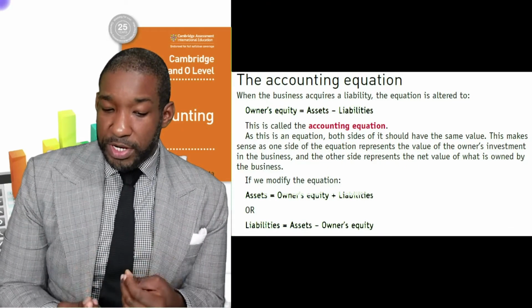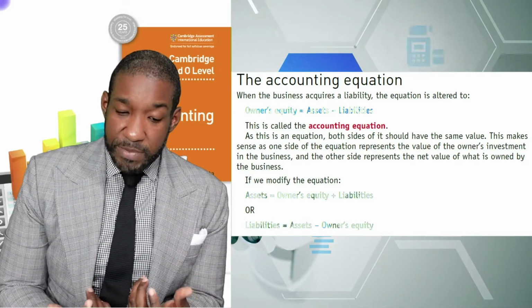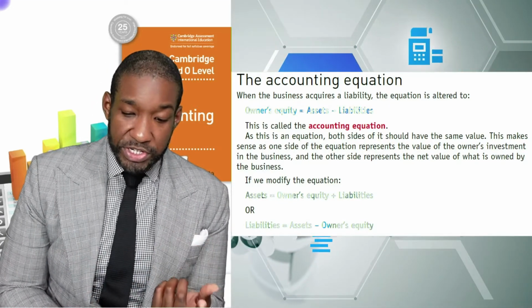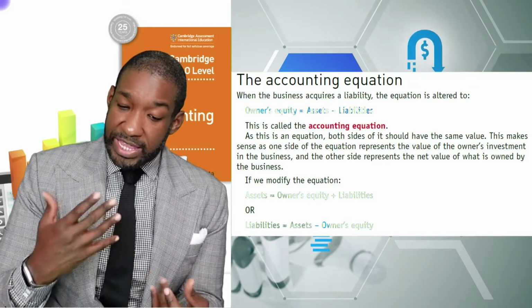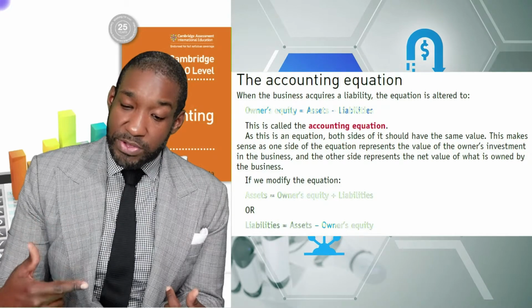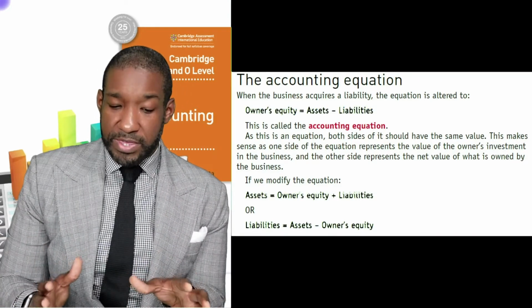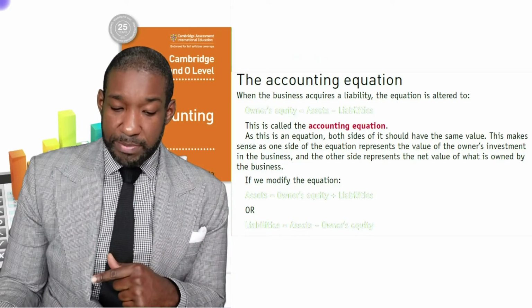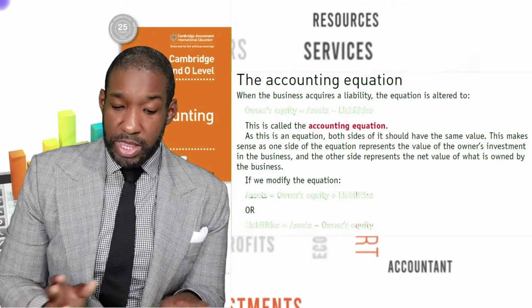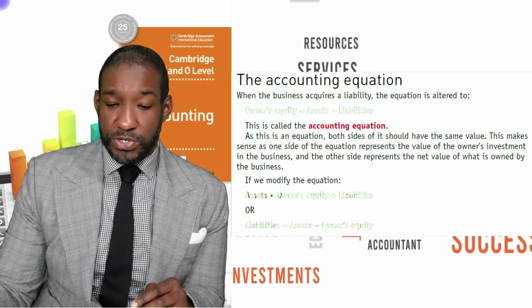As this is an equation, both sides of it should have the same value. This makes sense as one side of the equation represents the value of the owner's investment in the business, and the other side represents the net value of what is owned by the business. If we modify the equation, assets equals owner's equity plus liabilities, or liabilities equals assets minus owner's equity.